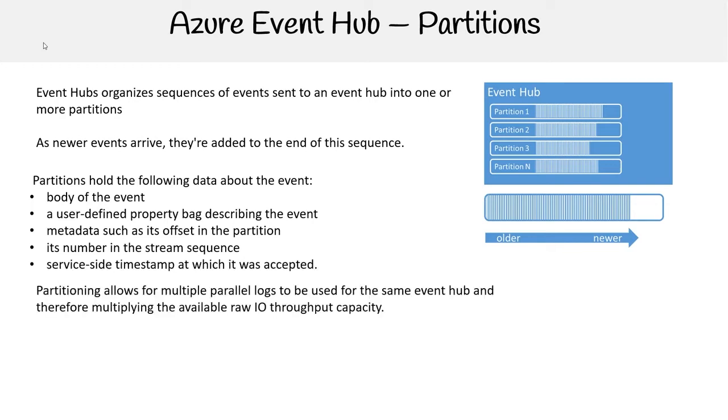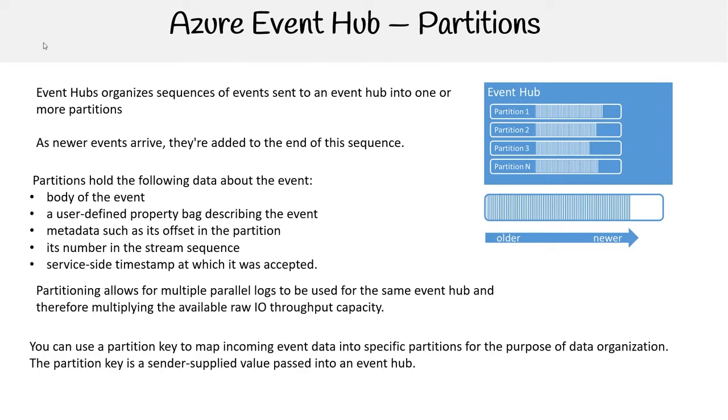Partitioning allows for multiple parallel logs to be used for the same event hub, and therefore multiplying the available raw input-output throughput capacity. You can use a partition key to map incoming event data into specific partitions for the purpose of data organization, and the partition key is a sender-supplied value passed into an Event Hub.